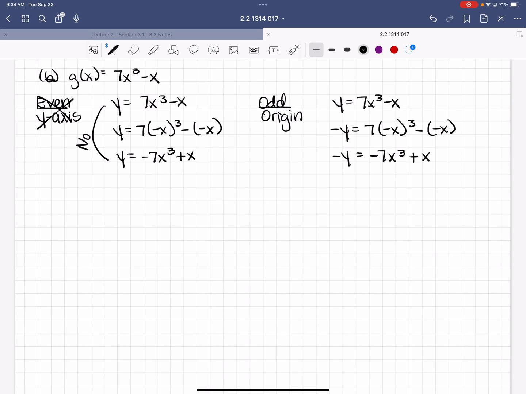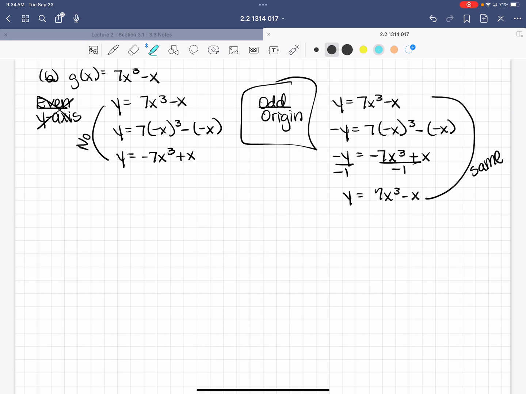Okay, I need to get it back to just y equals, because that's how I started. Divide everybody by negative 1, and that's going to give me y equals 7x cubed minus x. Is that the same? Yes, it is the same. That means it's odd, and it is symmetric about the origin. Okay.